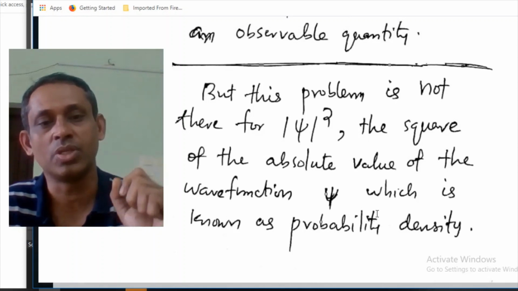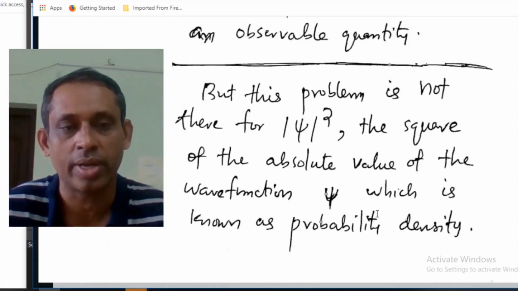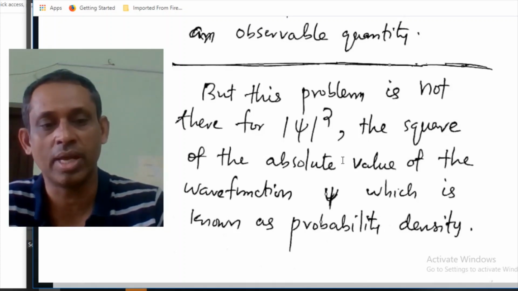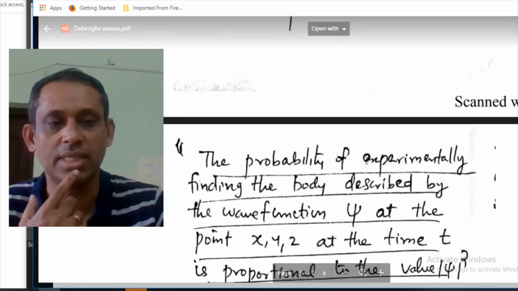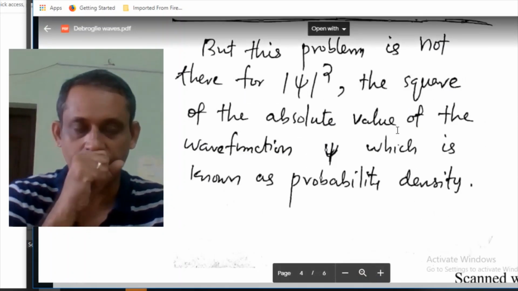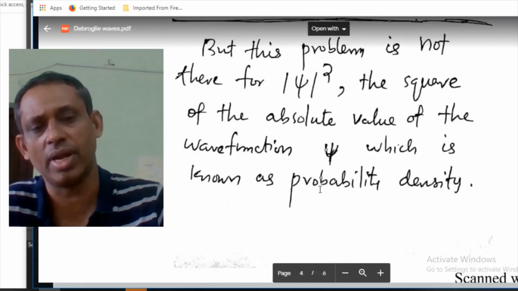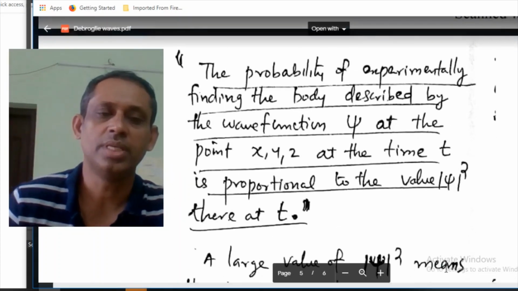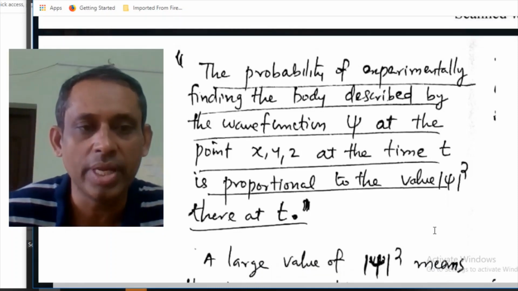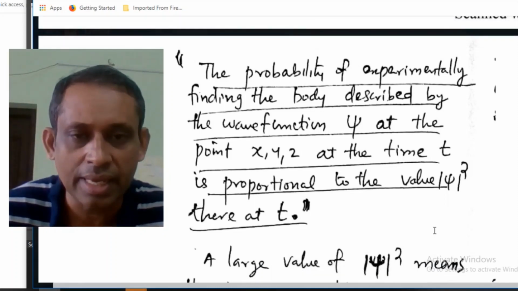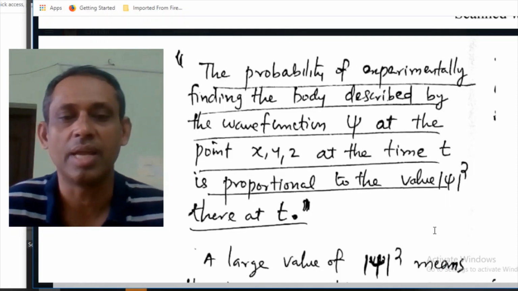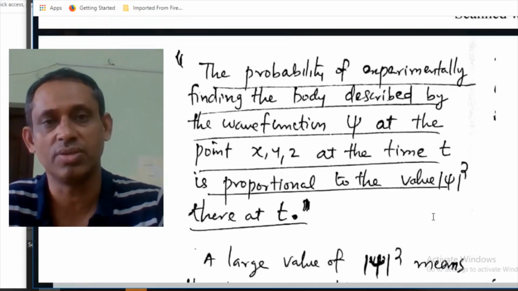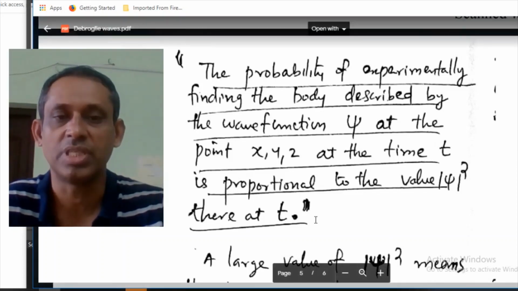So this problem is not there for modulus of psi square, the square of the absolute value of the wave function psi, which is known as the probability density. Okay, the probability of experimentally finding the body described by the wave function psi at the point x, y, z at the time t is proportional to this probability density, modulus of psi square, there at time t.